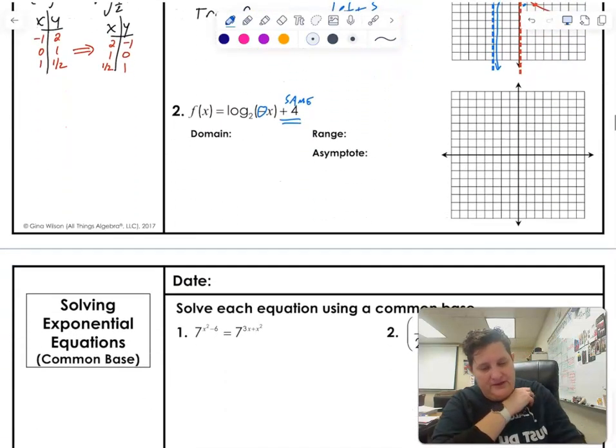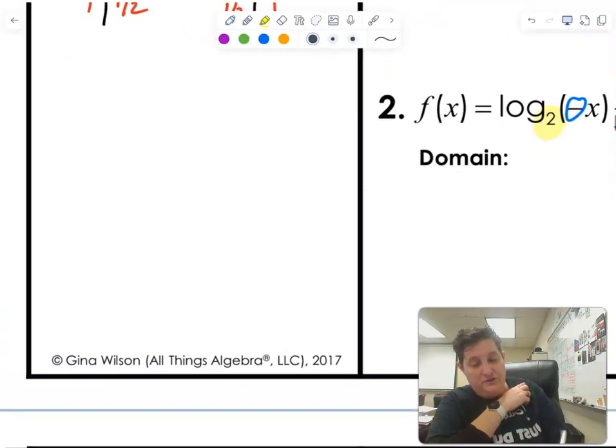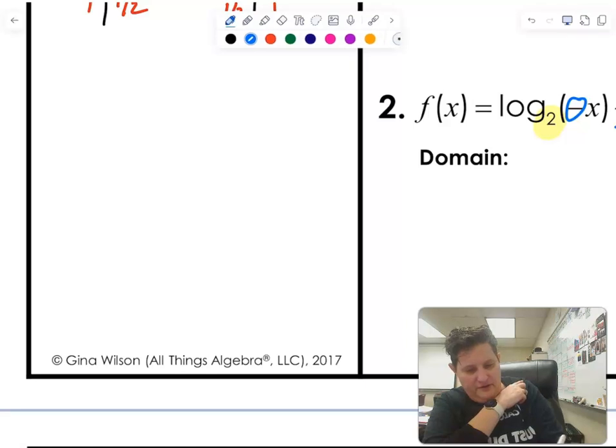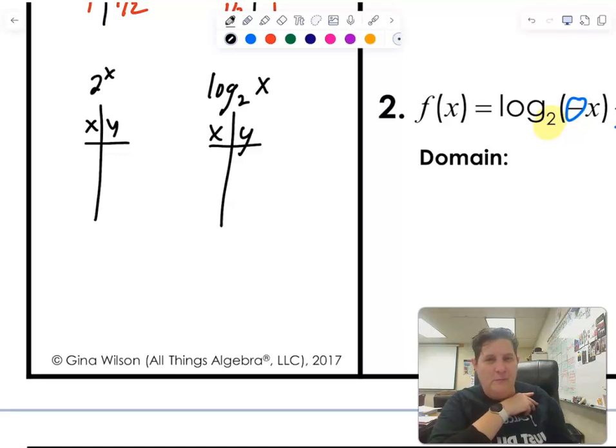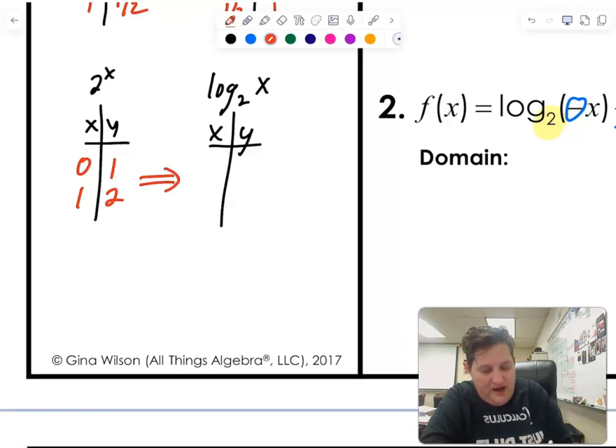Okay, so let's look at this next one. Now, this is log base 2. So over here, what I will have for you is 2 to the x with a little table, and then log base 2 of x with a little table. All right. Now, 2 to the x, I'm just going to use 0 and 1. 2 to the 0 is 1. 2 to the 1 is itself, which means for the log it's 1, 0, 2, 1.